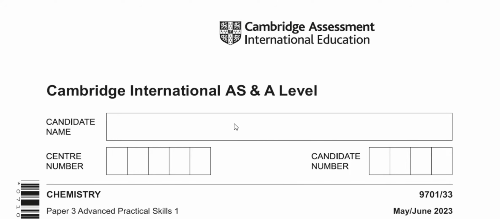So today I'm going to solve and discuss with you a paper from a practical side. This is your Paper 3, Advanced Practical Skills 1, 9701/33. Many of you are registered for 3.3 or some of you may be registered for 3.4, but inshallah I will try to discuss both the questions.